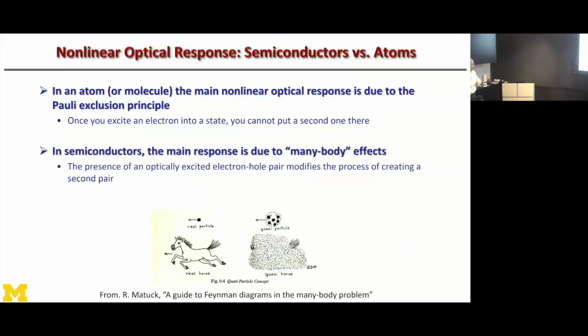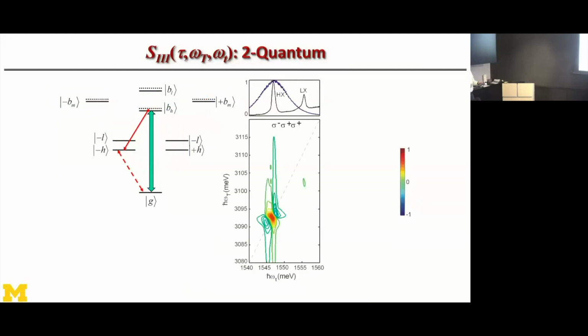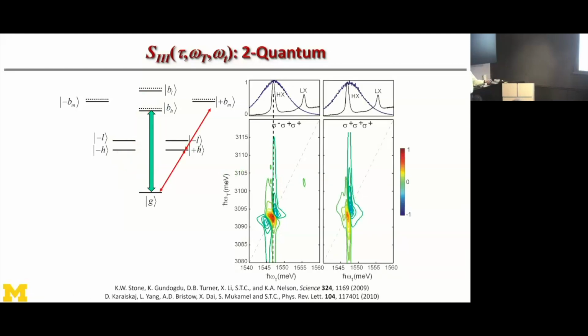Okay, I think I'm at the end. Let me just say one more thing here. This is double quantum on quantum wells. The point is we can do different polarizations. Here we should be able to go to this biexcitonic state. If we change the polarization, we can't go to the biexcitonic state, there's no state there, but we still see a signal.